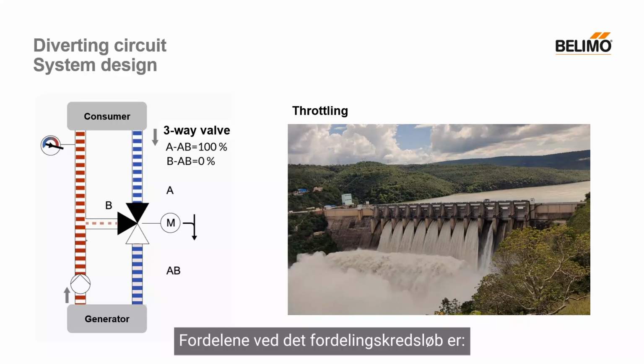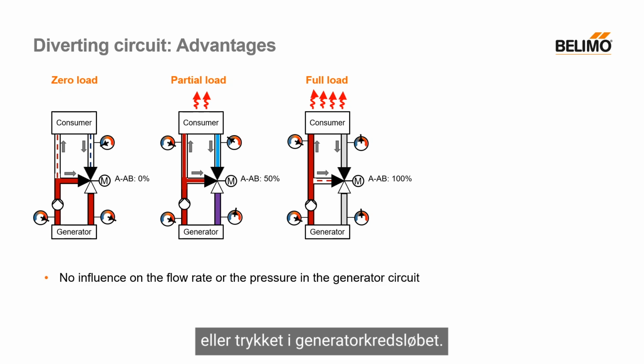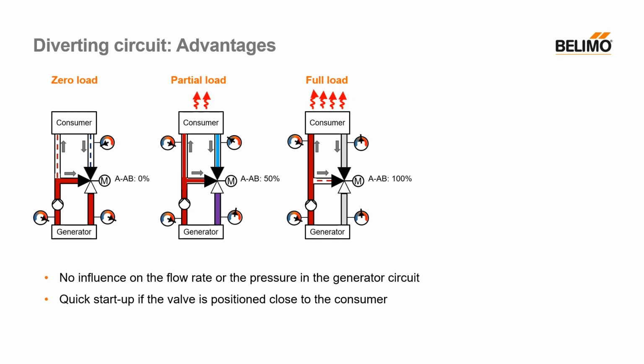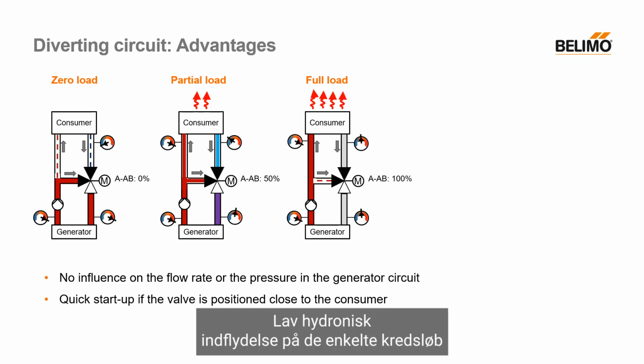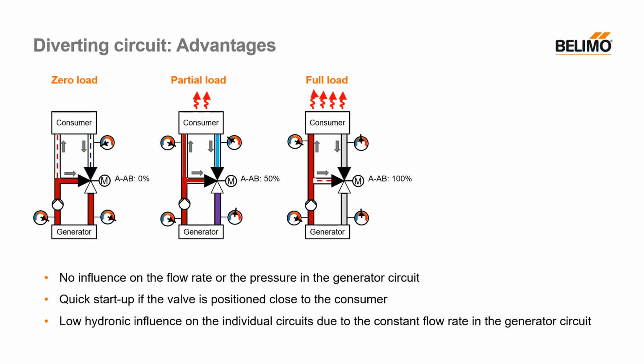Advantages of the diverting circuit are no influence on the flow rate or the pressure in the generator circuit. Quick startup if the valve is positioned close to the consumer. Low hydronic influence on the individual circuits due to the constant flow rate in the generator circuit.